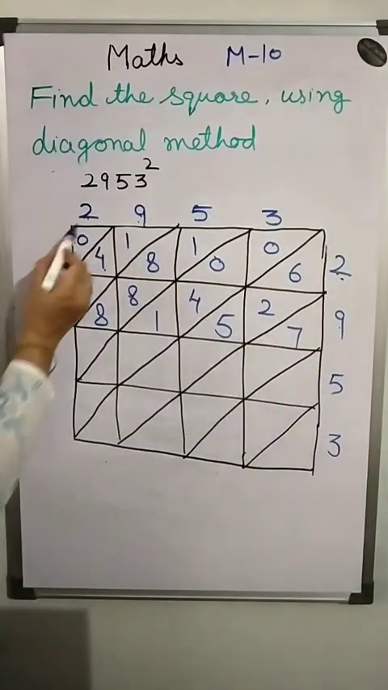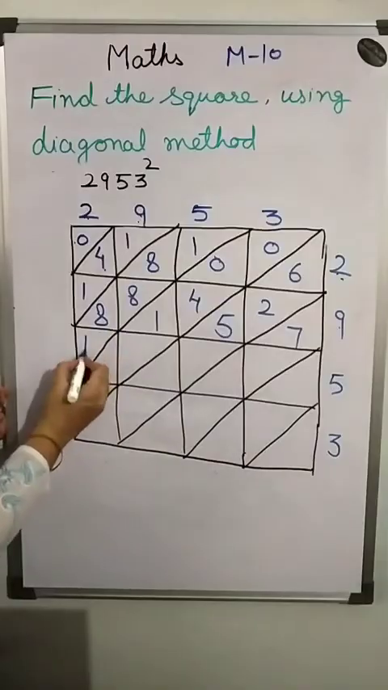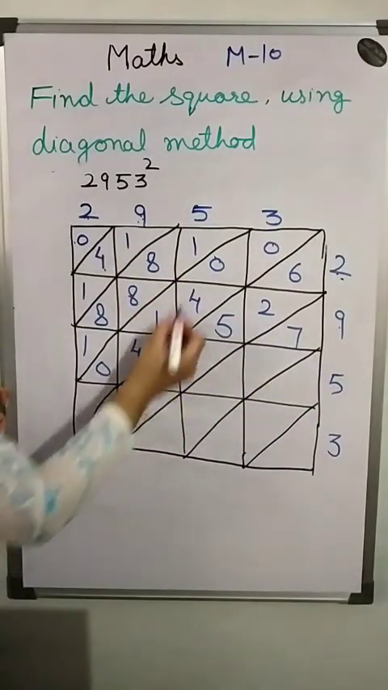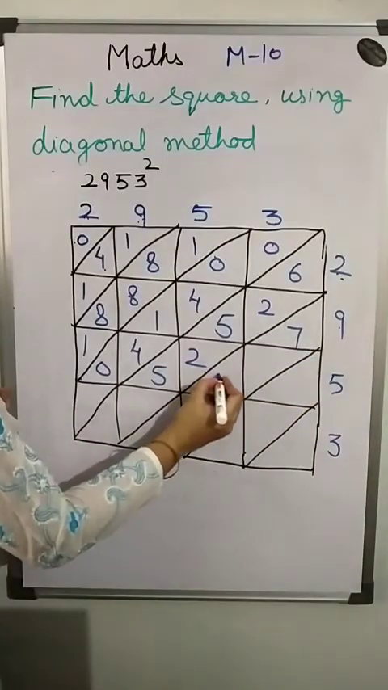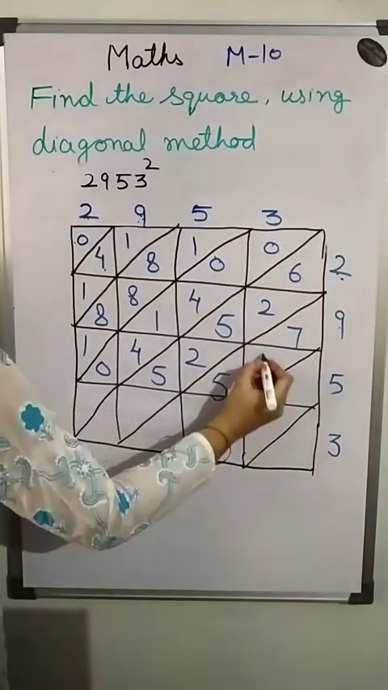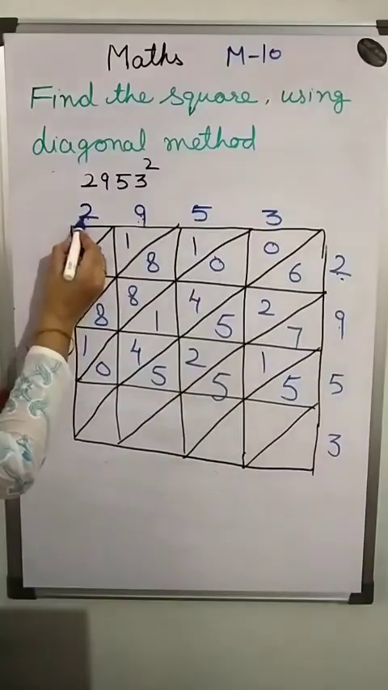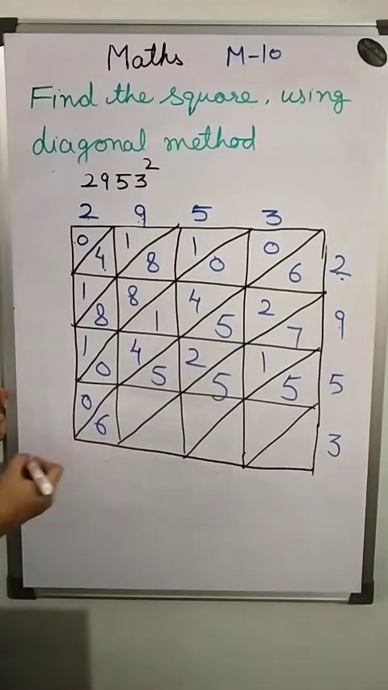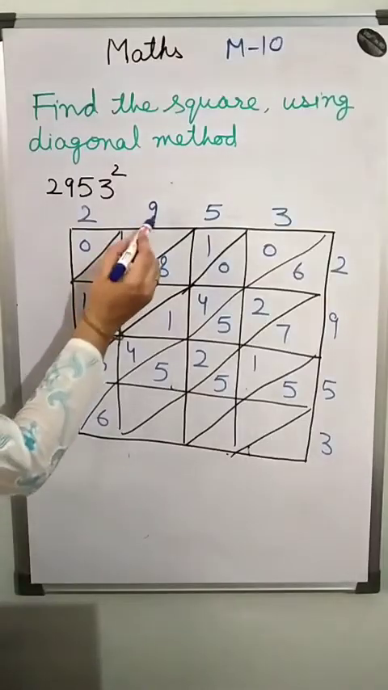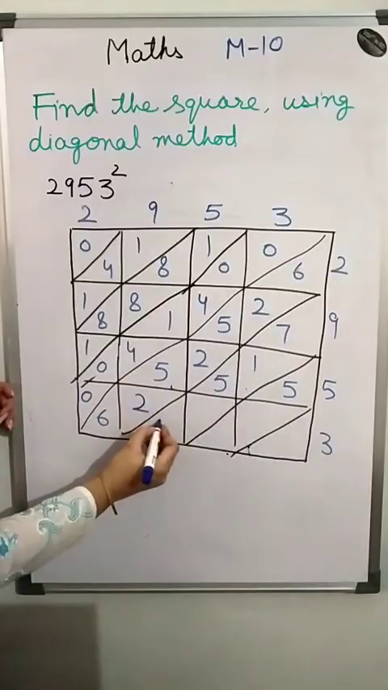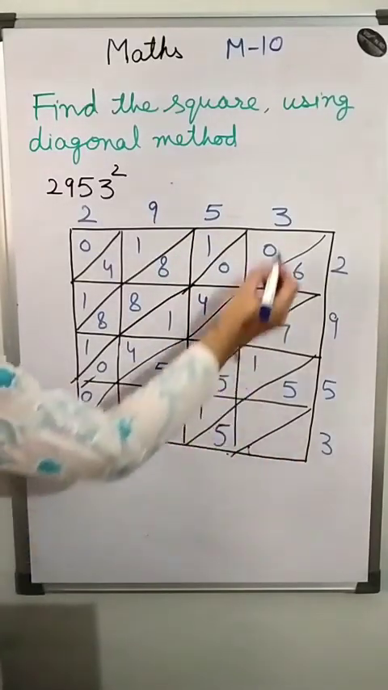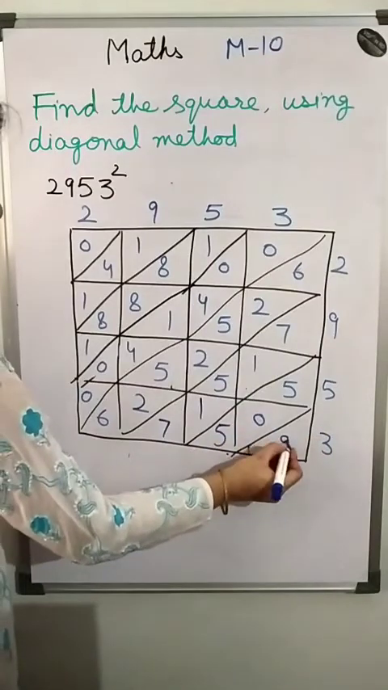Multiply them carefully. 2 into 5, 10. 9 into 5, 45. 5 into 5, 25. 3 into 5, 15. Then 2 into 3, write down 0, 6. 9 into 3, 27. 5 into 3, 15. 3 into 3, 0, 9.